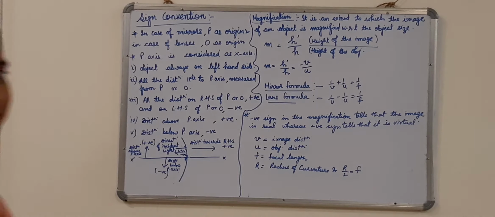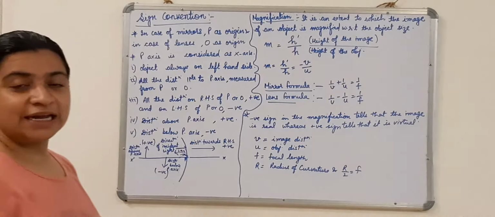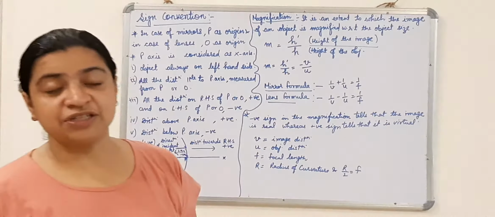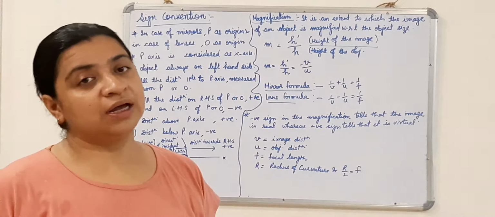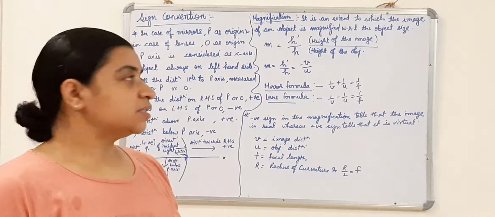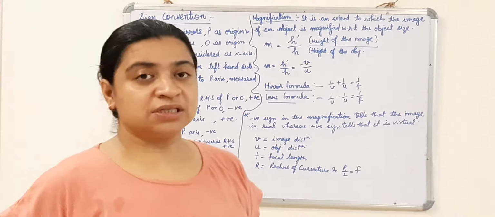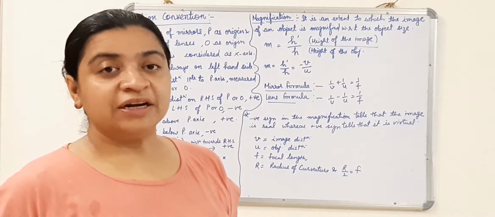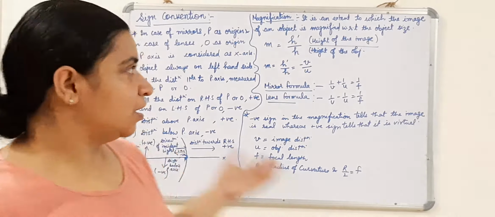Hello children, let's start my favorite topic from the lesson light reflection and refraction, that is the sign convention, magnification and how to solve the numericals with the help of mirror formula and the lens formula. Children, in this case, the sign convention means the signs which we use to solve the numericals related to the light, of mirrors and lenses.